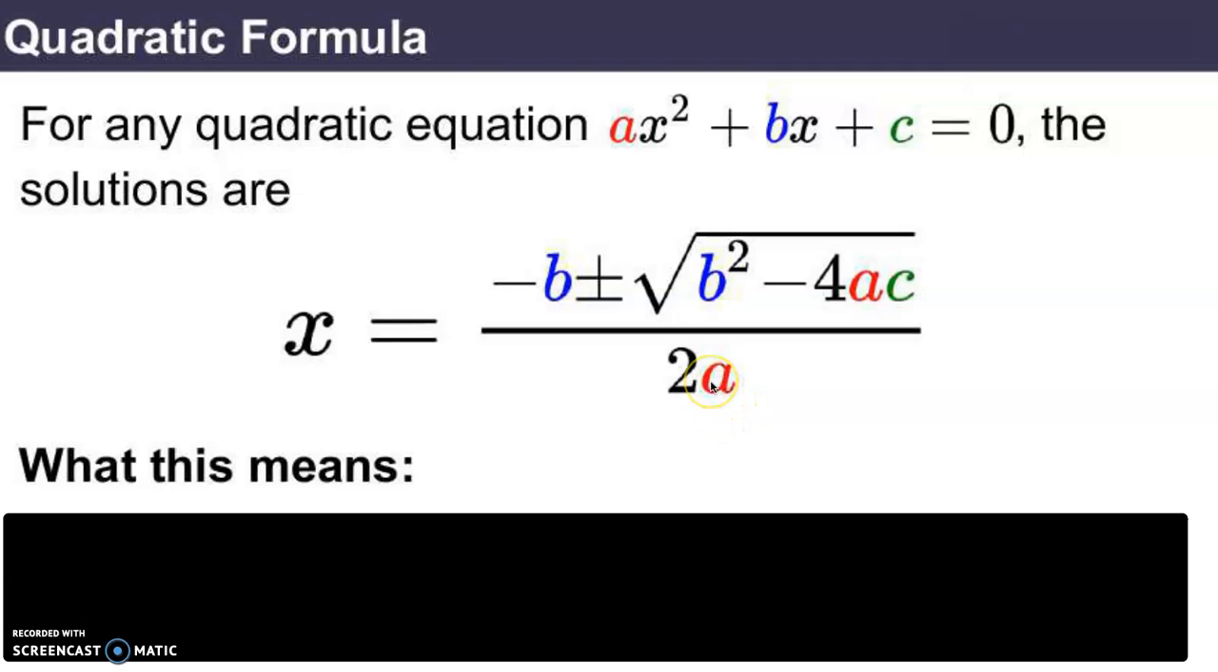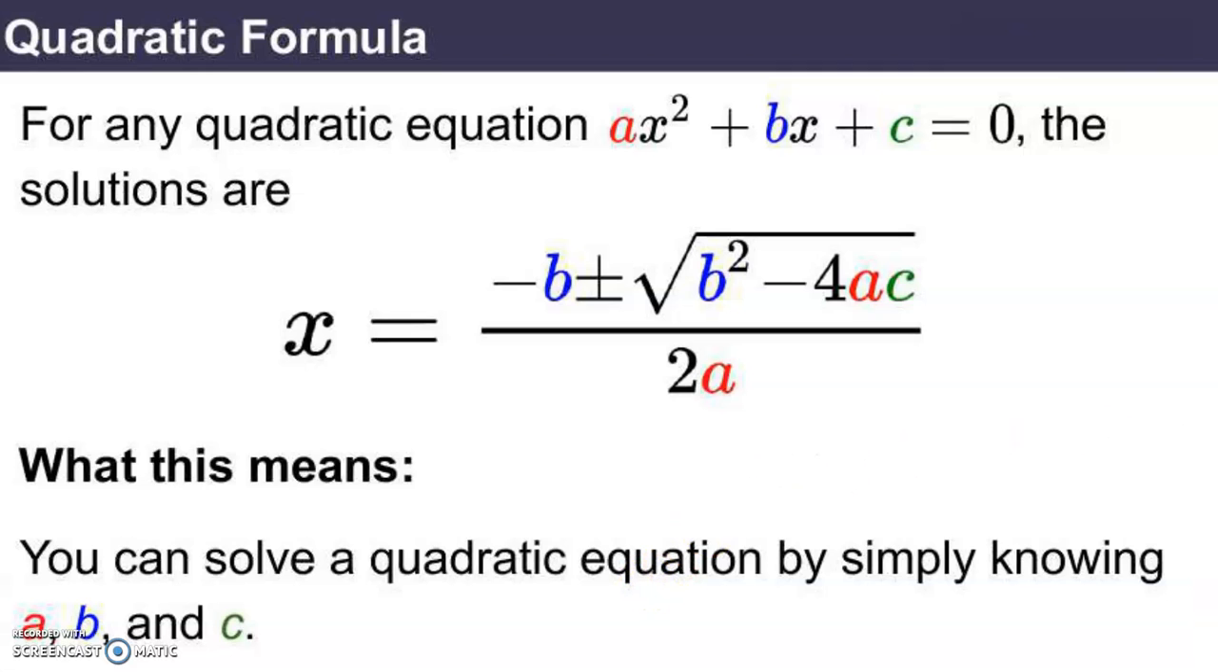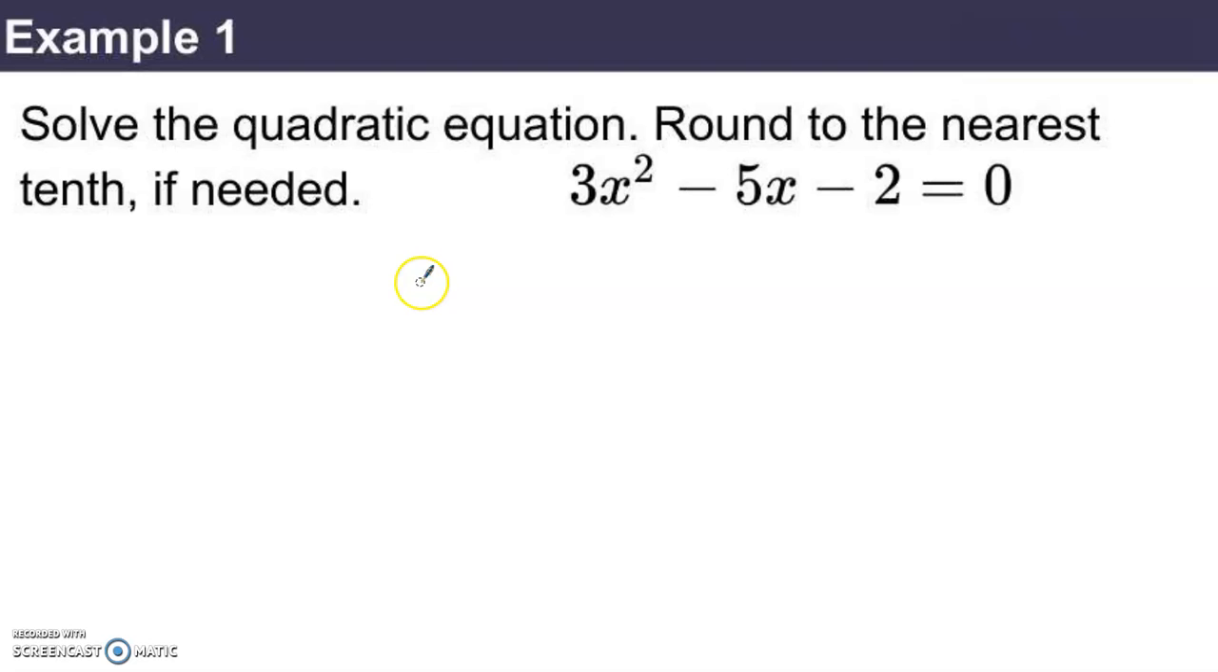We can use this expression to find both of the solutions, if there are any, to the quadratic equation that we're given. What this means is that you can solve a quadratic equation by simply knowing what a, b, and c are. And this will work for any quadratic equation. Even ones that can be factored can still be solved this way. Let's look at an example.